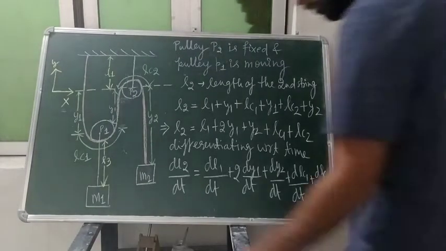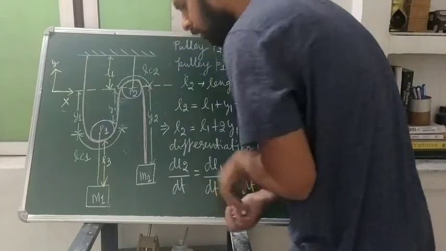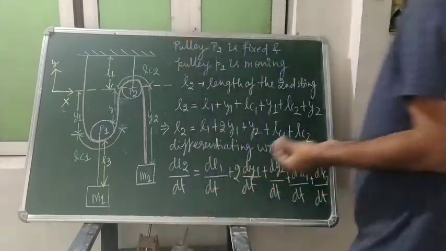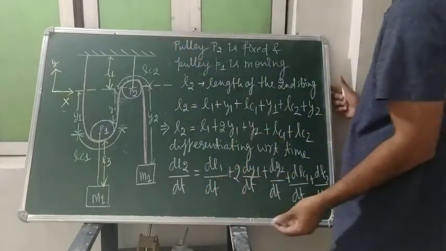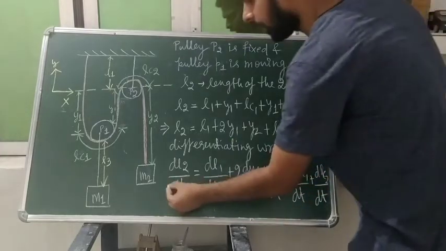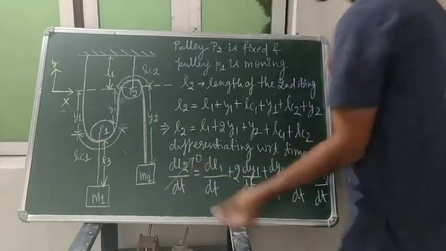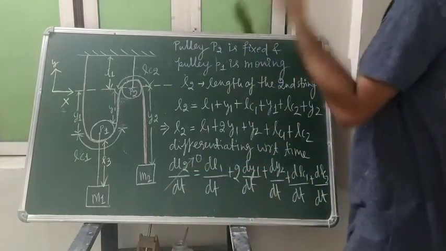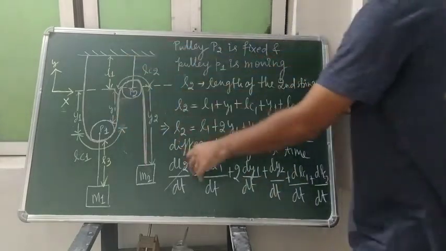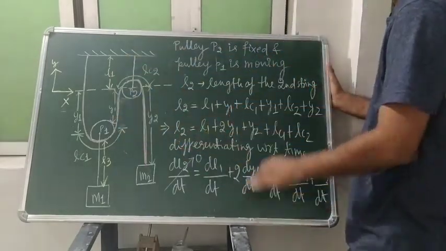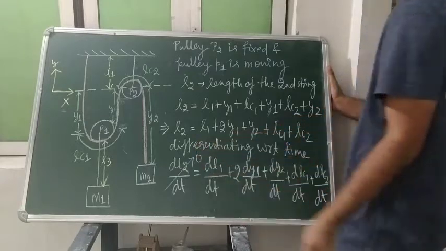So of course the differentiation of a constant thing will be equal to 0. I think this point must come to your mind. Again and again I am saying that the differentiation of a constant thing will become equal to 0. And L2, the length of the second string, is inextensible, so it will be constant, and its derivative will be equal to 0.